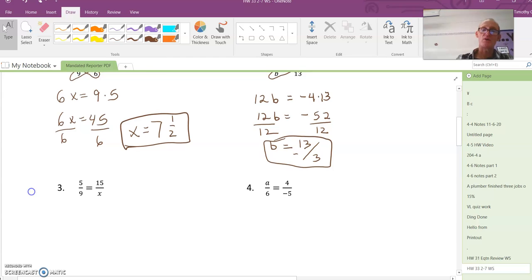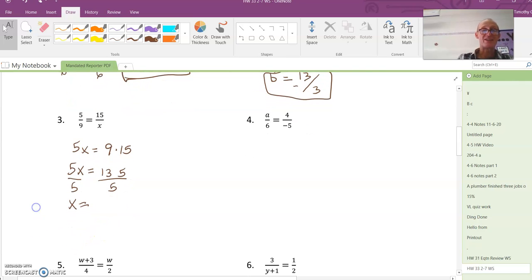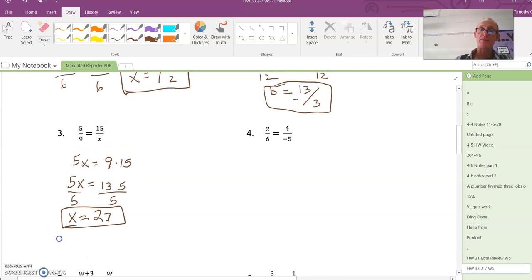All right, moving on. We're moving on to number 3, which is 5 times x is equal to 9 times 15, which is 135. So I divide by 5, and I get x is equal to 27. All right, so calculators are needed. You can stop this video and follow along if you'd like.